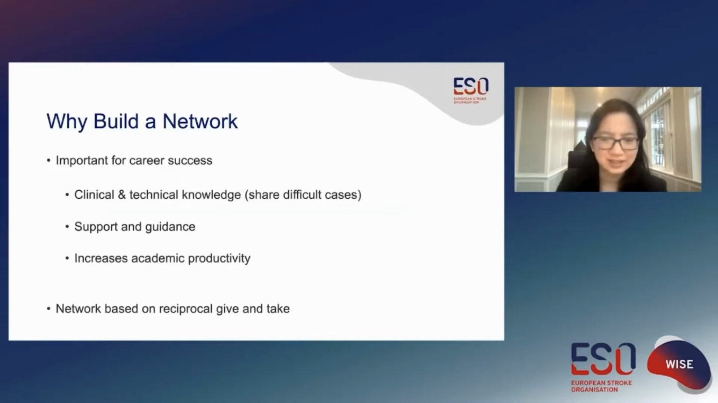A network is important for career success, intuitively speaking. It's important to build your clinical and technical knowledge and sharing of controversial or difficult cases, provide support and guidance, and also increases academic productivity. In a network, there is a notion of reciprocity, of a give and take between the donor and recipient that benefits from this relationship.